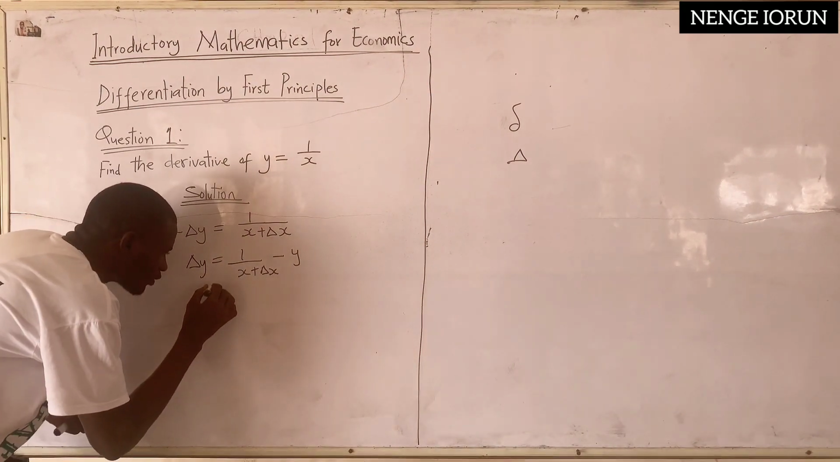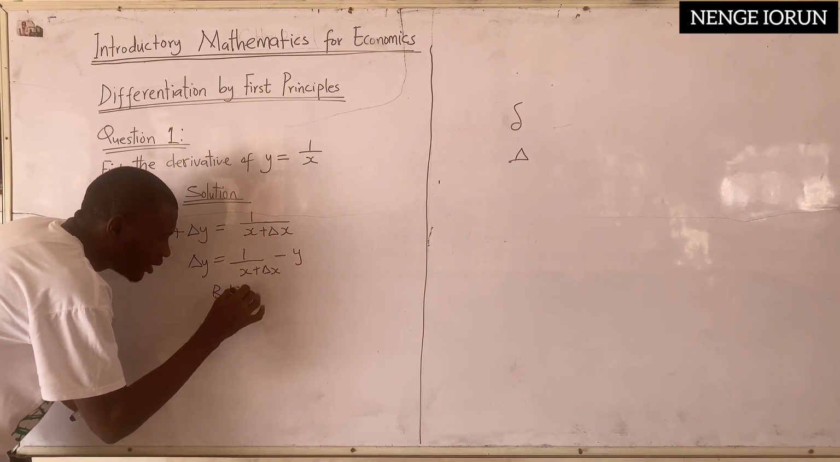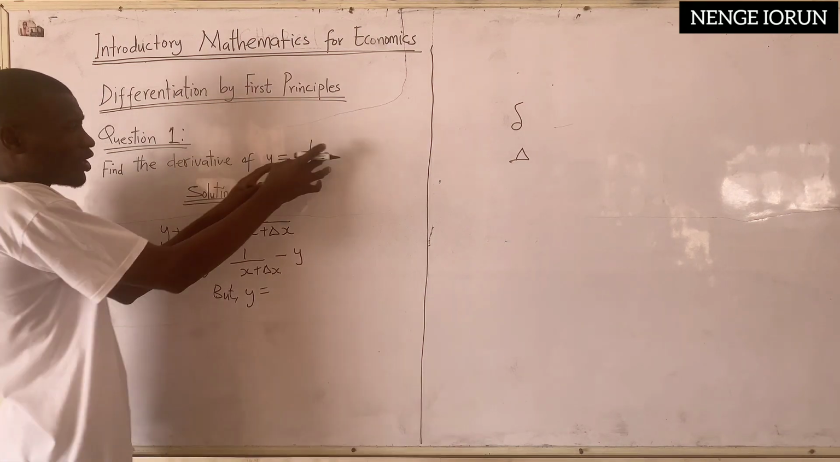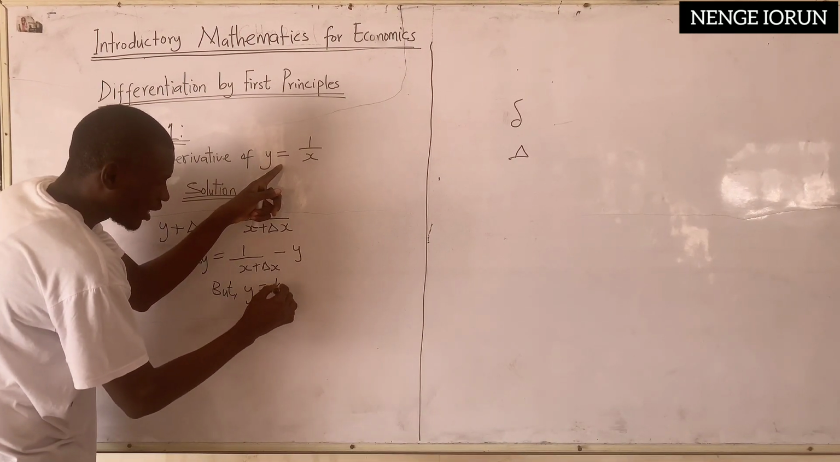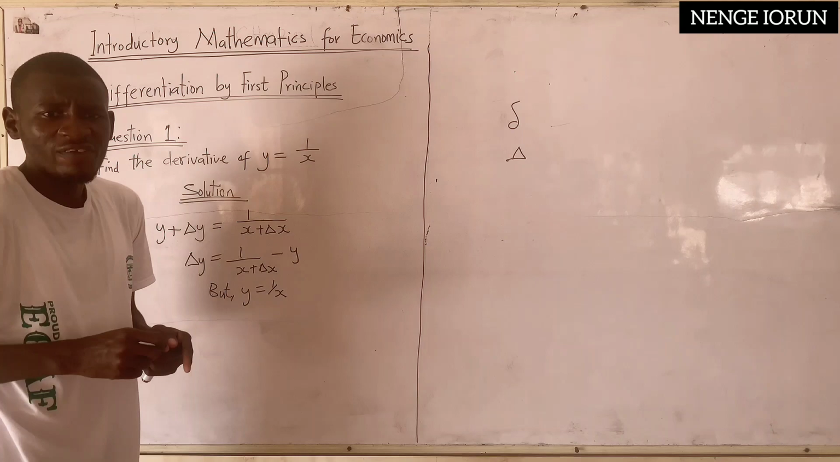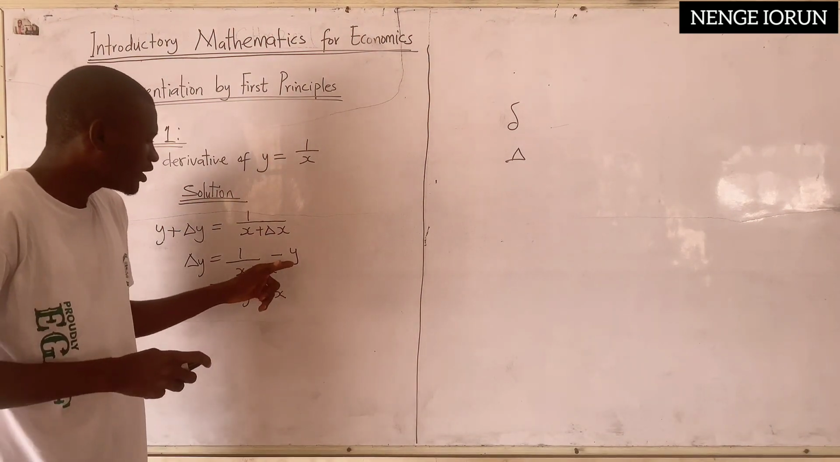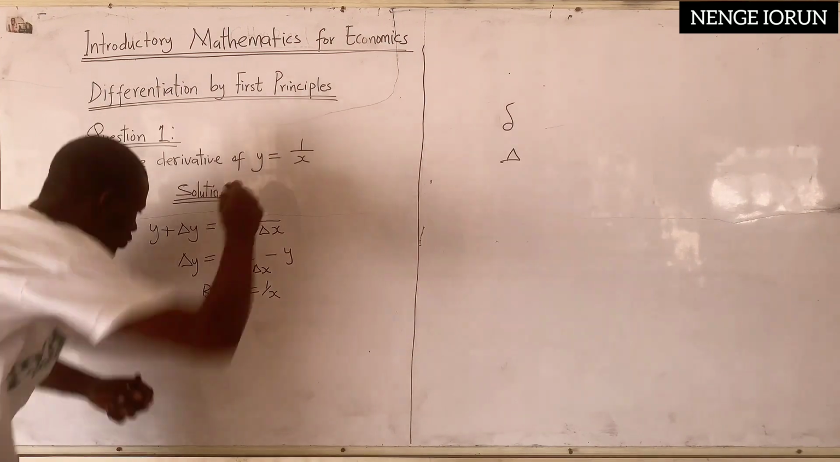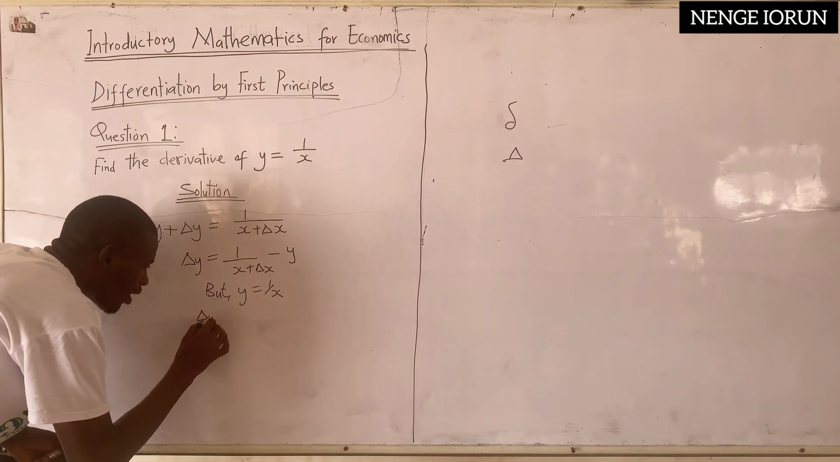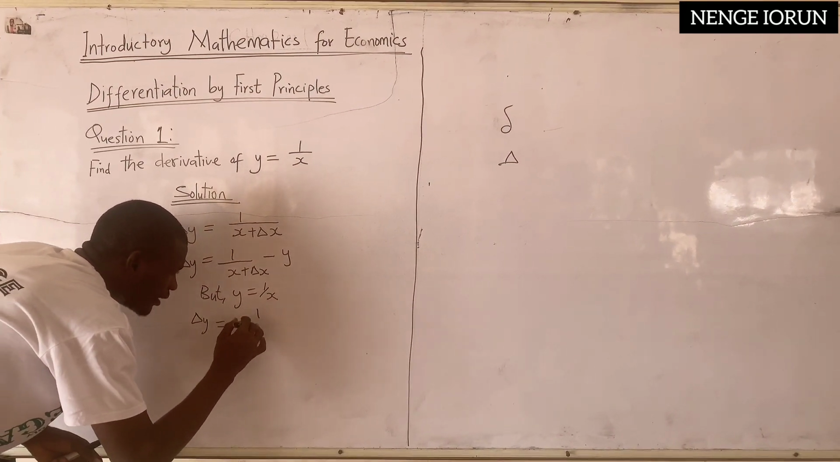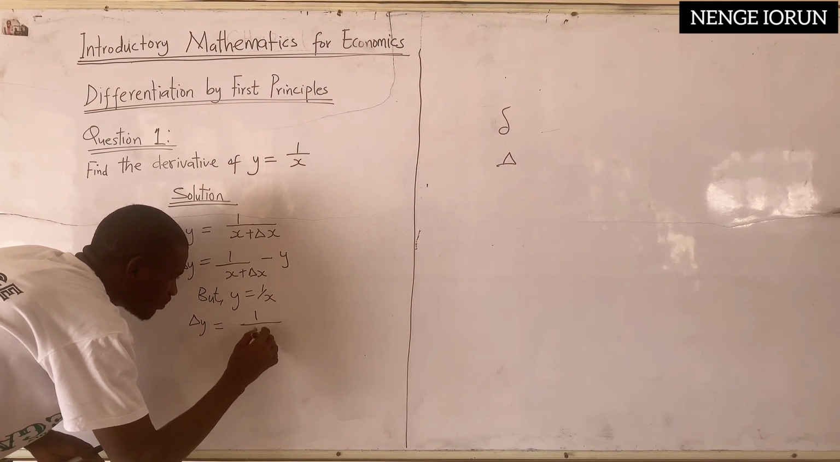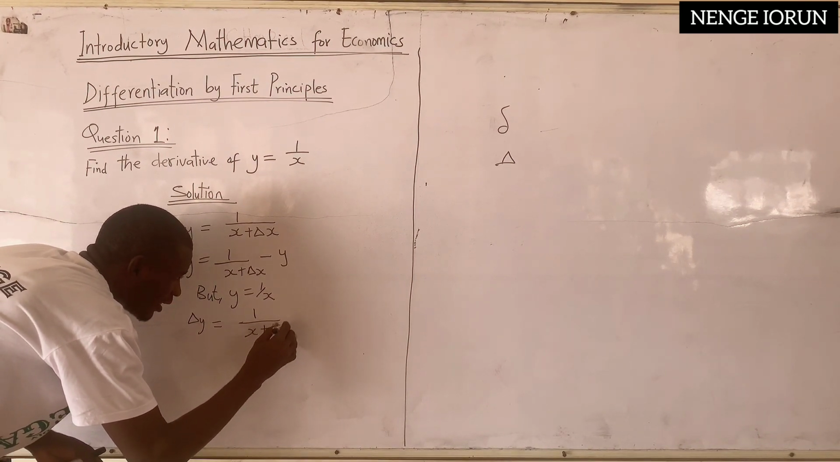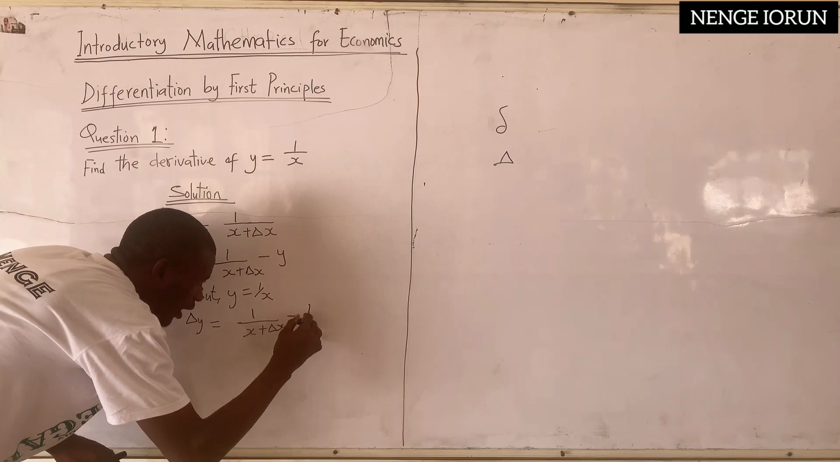But y is given in the question as 1 over x. Therefore, anywhere you see y, you put 1 over x. So by so doing, you will have delta y is equal to 1 over x plus delta x minus 1 over x.